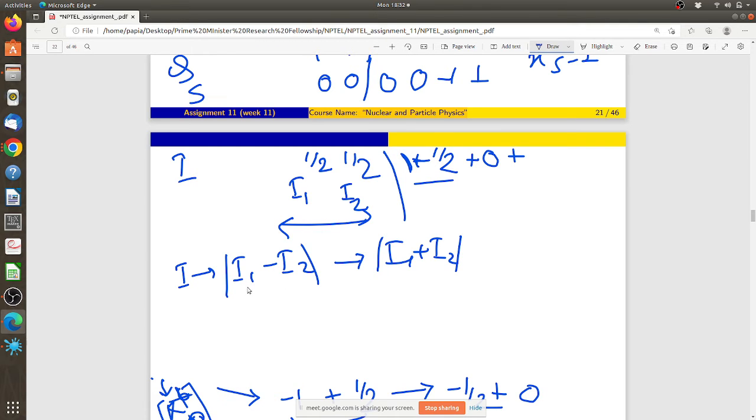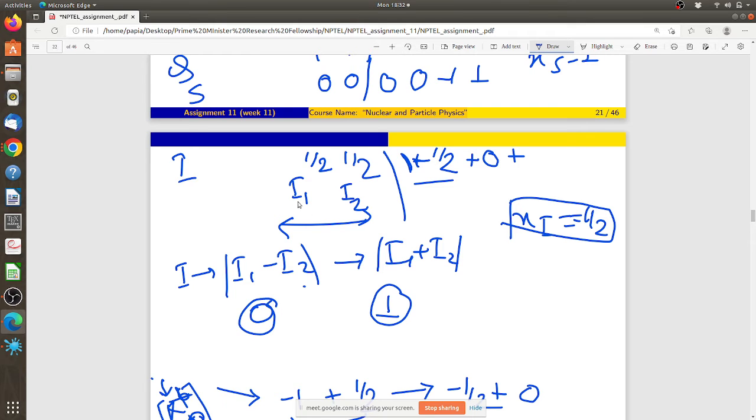So if I write I1 minus I2, what will be the value? 0. And I1 plus I2 means 1. So if I take this value, then it gives us xi equals minus half, which should not be the correct one. So we have to take I equals 0. Like in the left hand side as a whole, we have to take the 0 value.